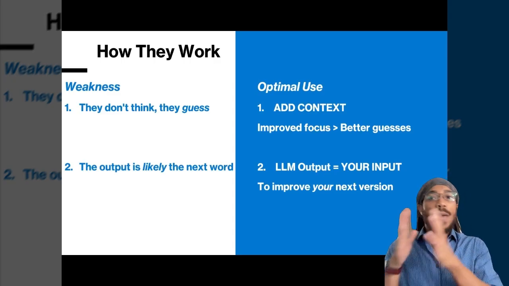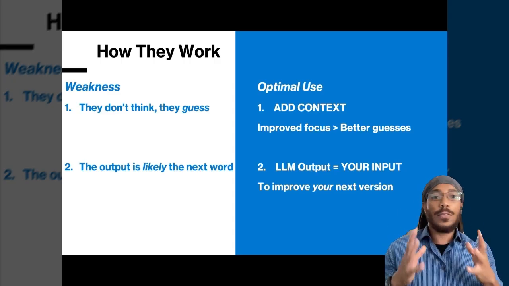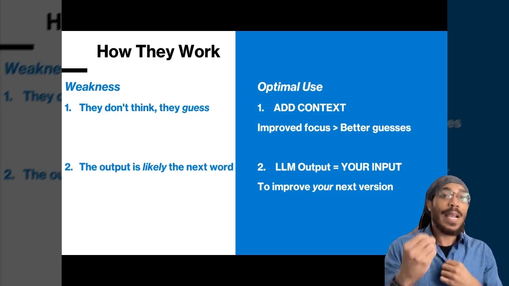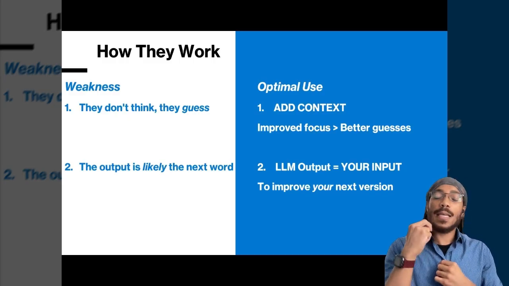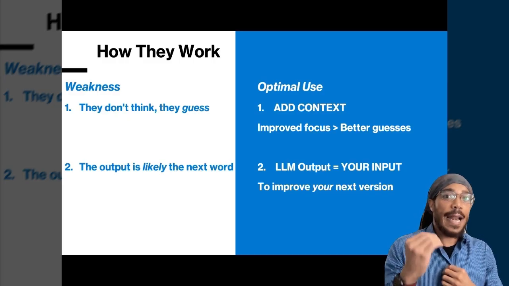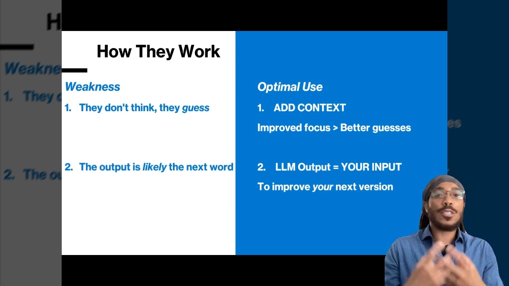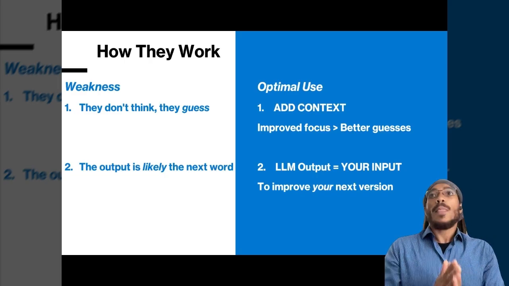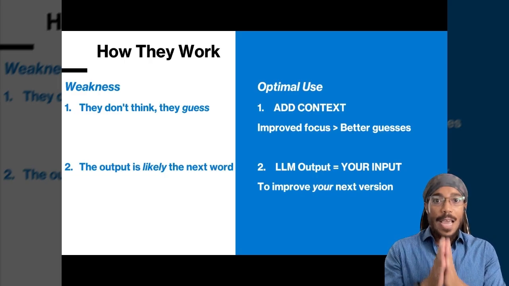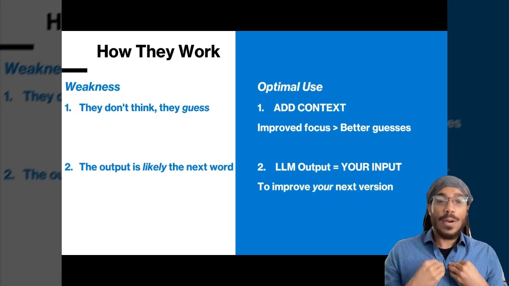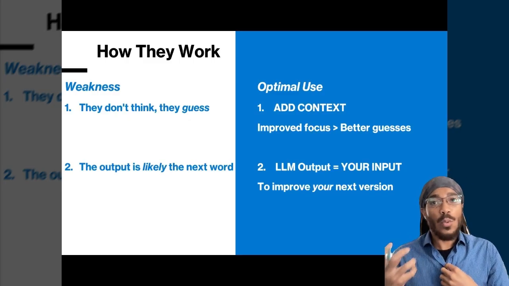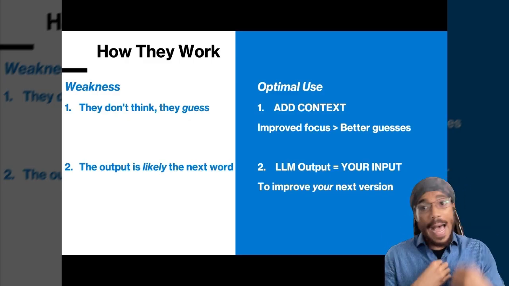We don't want to copy paste that information because they don't think, they're just guessing. Because there is randomness to it, if we're not paying attention to and checking that output, we may be getting answers that we don't actually want, don't actually agree with, or are incorrect. By adding context and using the bot's output as our next input, we can leverage their weaknesses to strengthen our work.